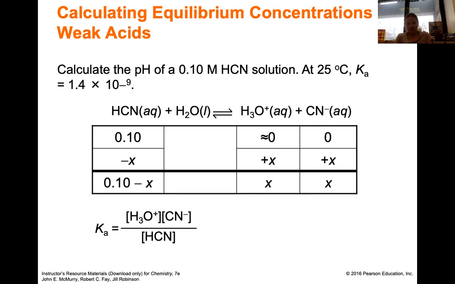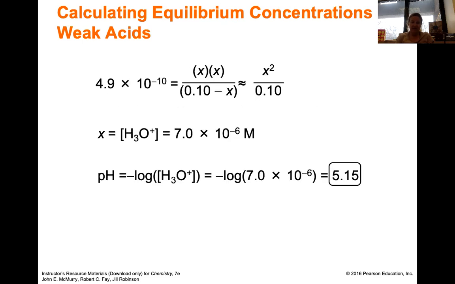Some will react forward, plus X and plus X. The HCN will go down, minus X. So when we put that into the Ka expression, we have x squared over 0.10 minus x. And notice with a Ka so small, not very much dissociates. So we're going to make the approximation that when you subtract x from 0.10, it won't change 0.10. That makes it really easy to solve.